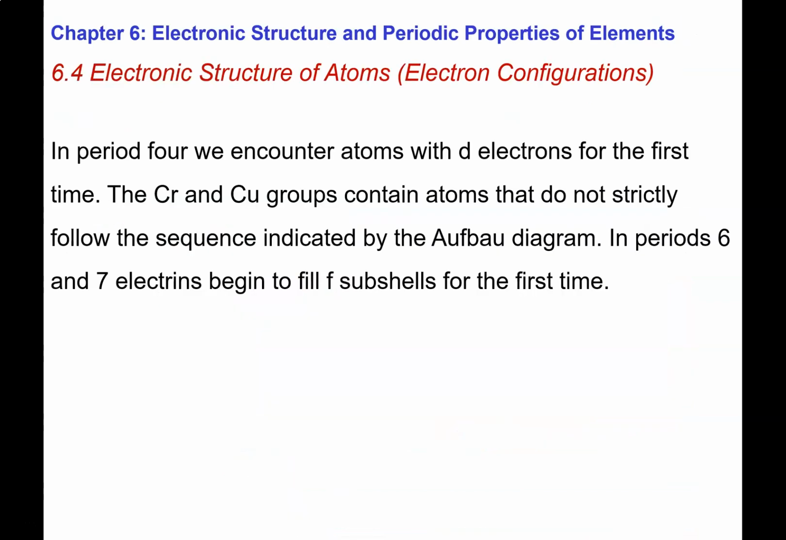Okay, so what we talked about here is that in period 4, we see D electrons for the first time. There are a couple of issues with elements in the groups where we have chromium and copper at the top of those groups, and we have to keep in mind that elements in those groups do not strictly follow the sequence indicated by the Aufbau diagram. Once we get down to period 6 and 7, electrons begin to fill F subshells for the first time, and so we have up to 14 electrons that can go in one of those subshells.